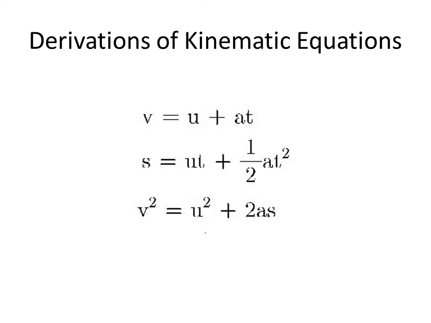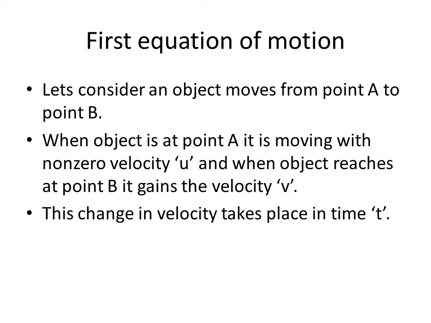For that, we have to consider one example or situation. Let us see what that situation is. Let us consider an object that moves from point A to point B. When the object is at point A, it is moving with some non-zero velocity, that is u. And when the object reaches point B, it gains the velocity v. This change in velocity takes place in time t.